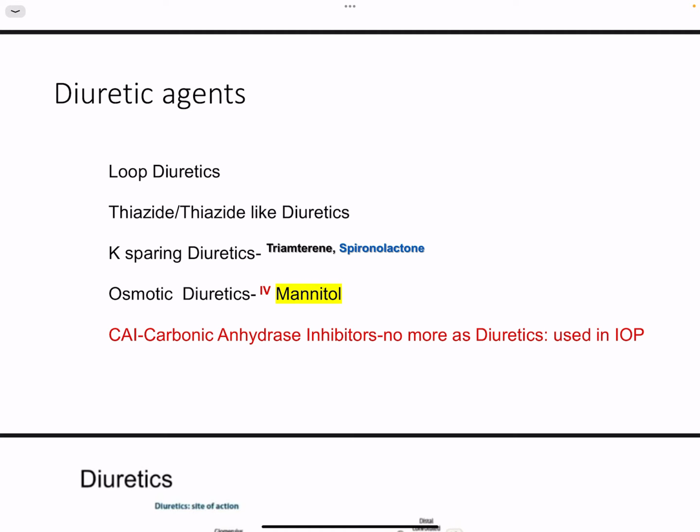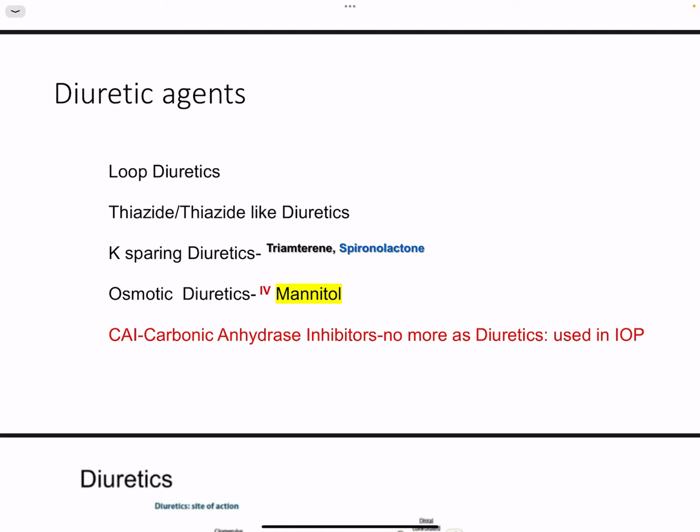Okay, the next group is thiazide and thiazide-like diuretics. Then we have potassium-sparing diuretics, triamterene and spironolactone. Then we have osmotic diuretics, IV mannitol. And then we have carbonic anhydrase inhibitors, no longer used as diuretics, used for IOP.